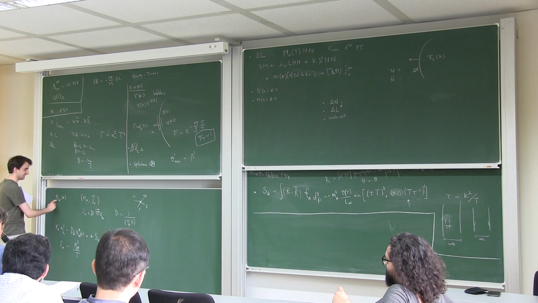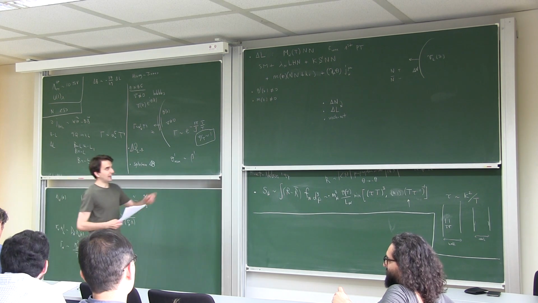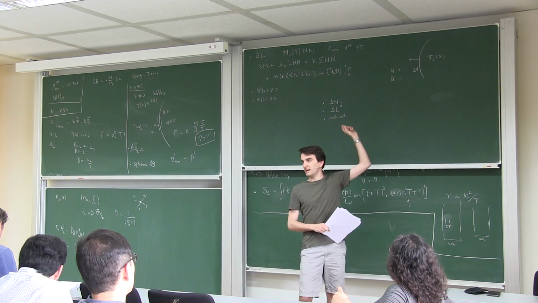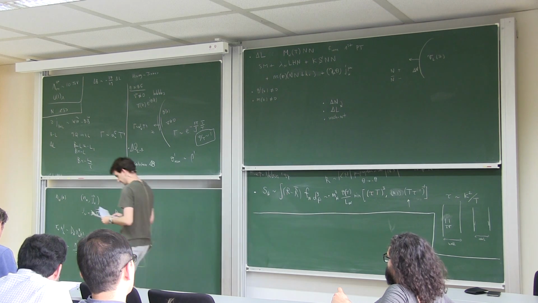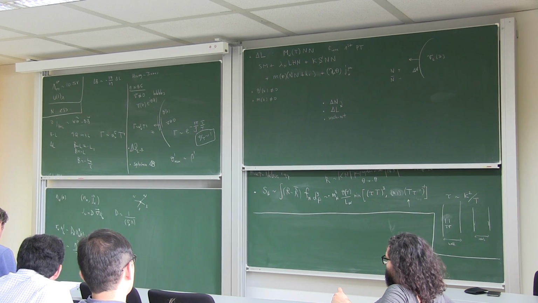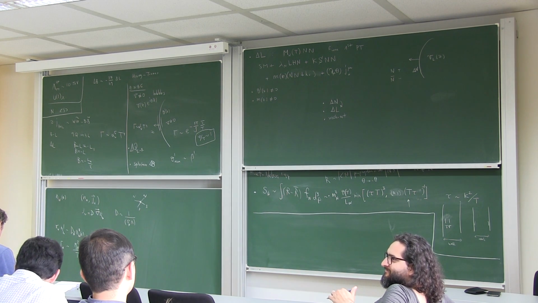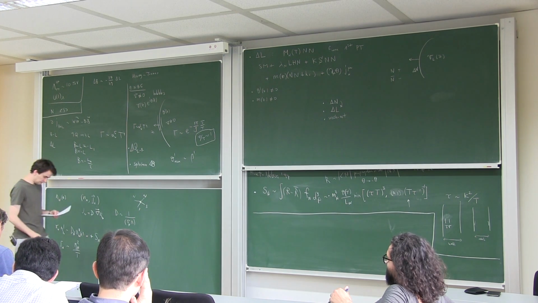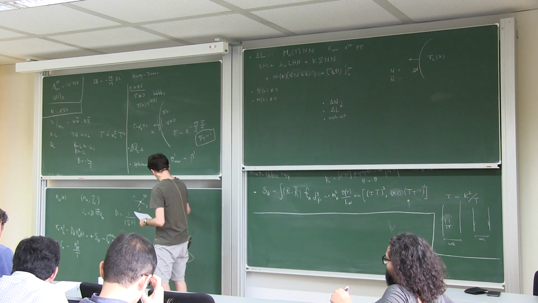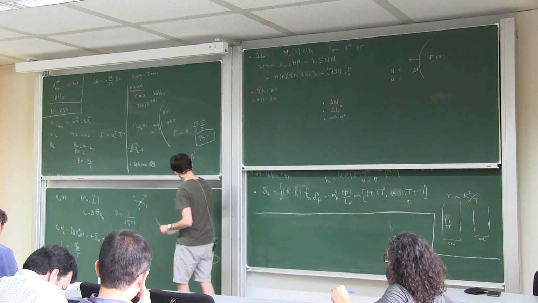Oh, the density. This is the density of n minus n bar particles. I'm following this asymmetry. Now, there is diffusion. The wall moves.